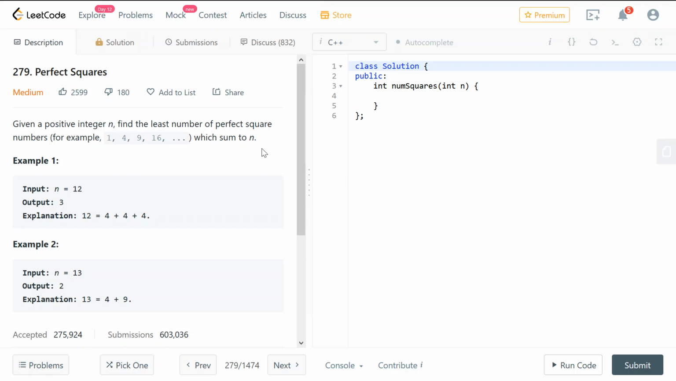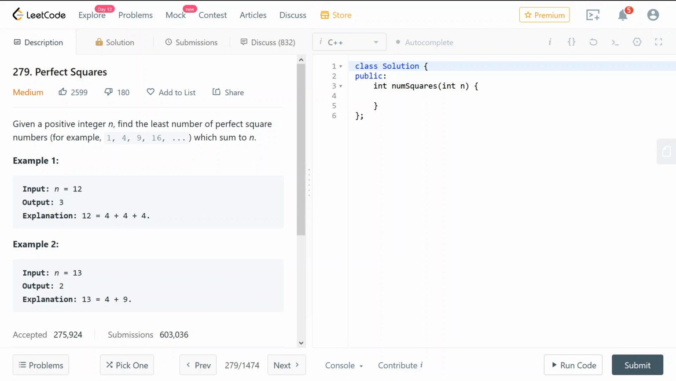Hi everyone, today we will look at this question, perfect squares, question 279. We are given a positive integer n. We want to write it as a sum of perfect square numbers: 1 squared, 2 squared, 3 squared, 4 squared, etc.